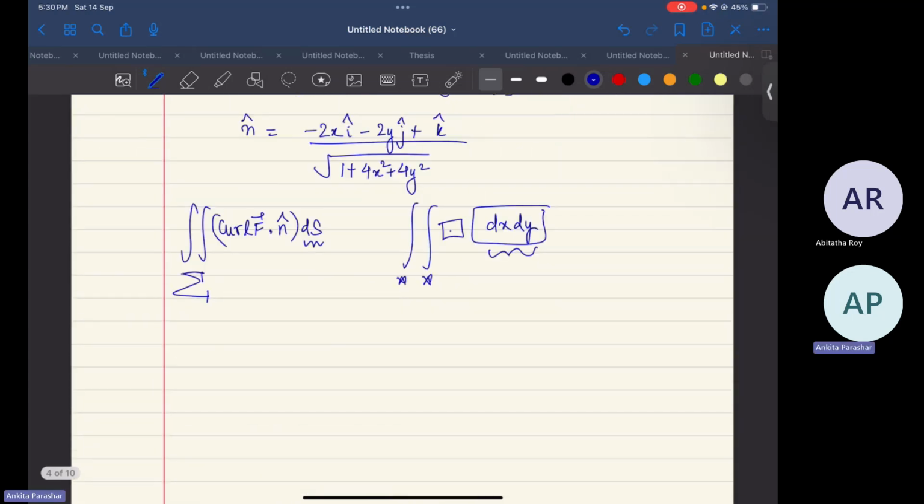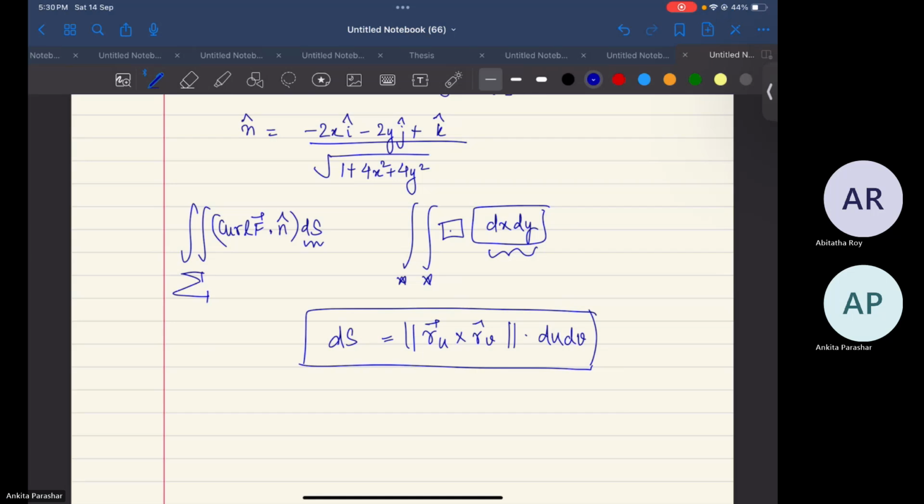So let me just try to show you that if you have RD of RUV, this is nothing but norm of RU cross RV times DUDV. Do you remember this? Suppose we have a parameterization, this is what we do. But in this case, how will things change?